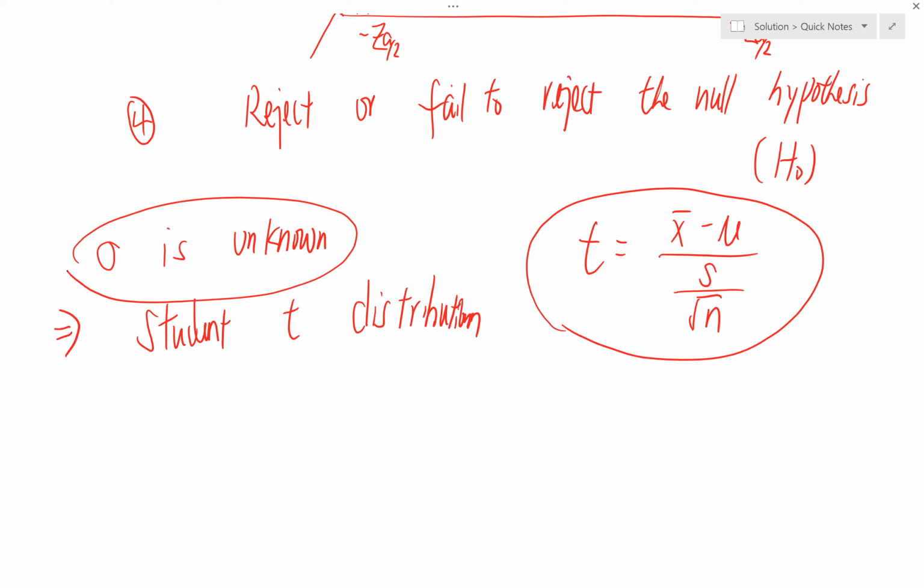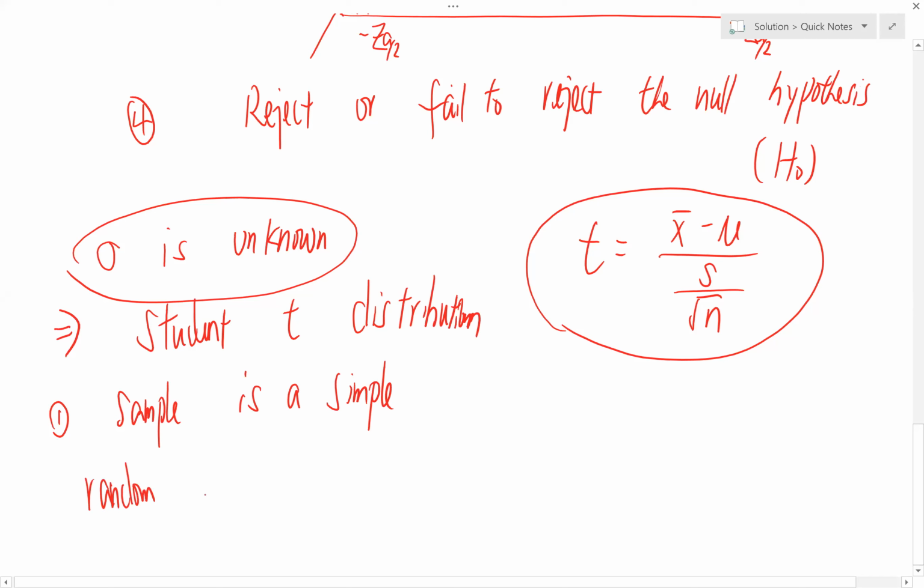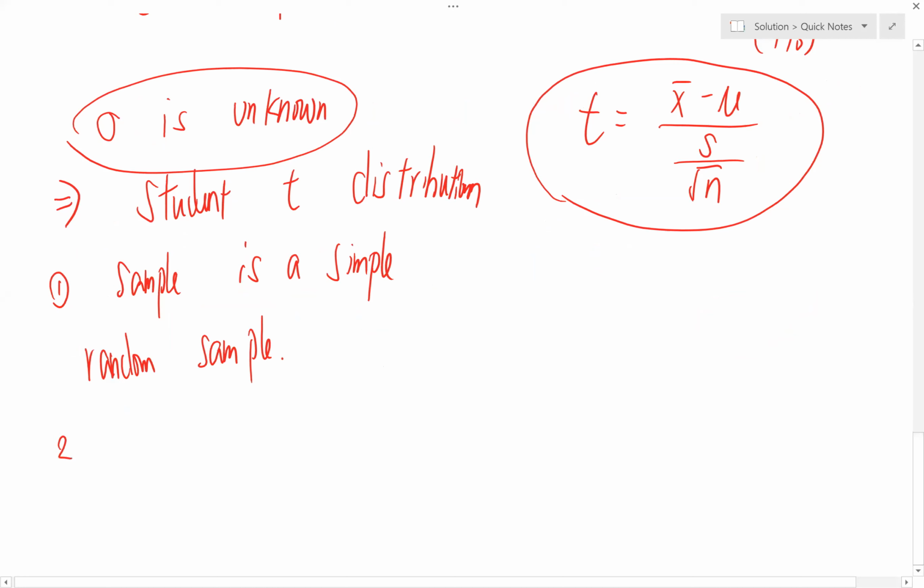In order to use the student t-distribution, there are two requirements. First, the sample is a simple random sample. We'll talk about this in chapter 1. A simple random sample guarantees the randomness of the sample. And the second thing is that either the sample is from a normally distributed population.